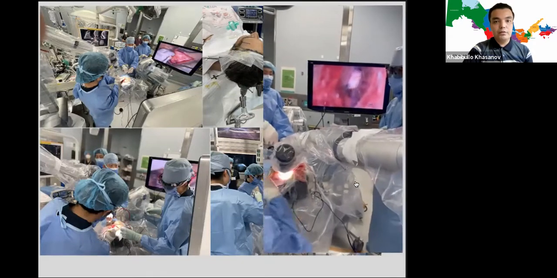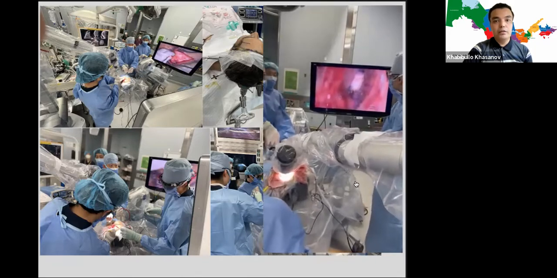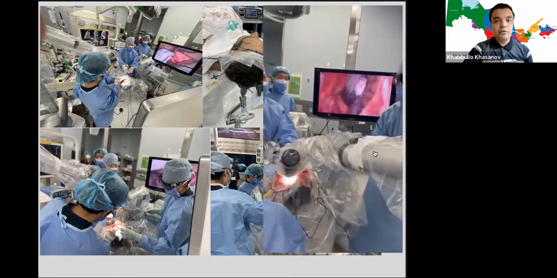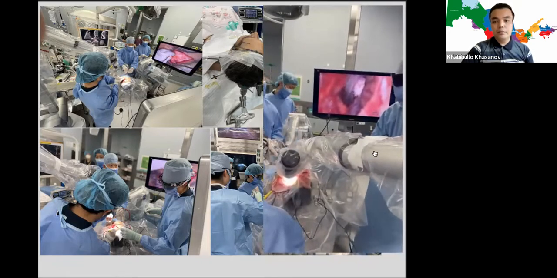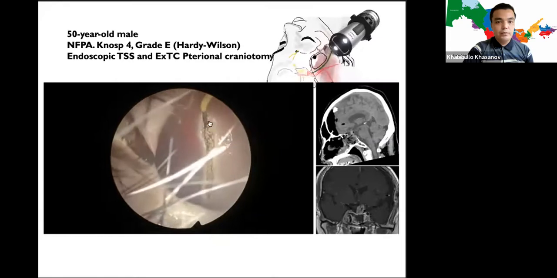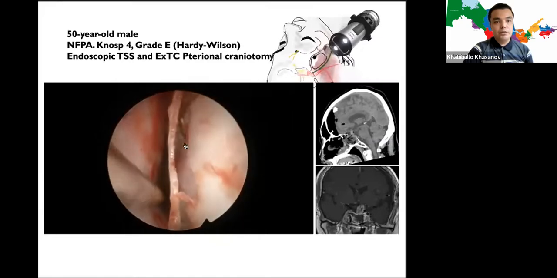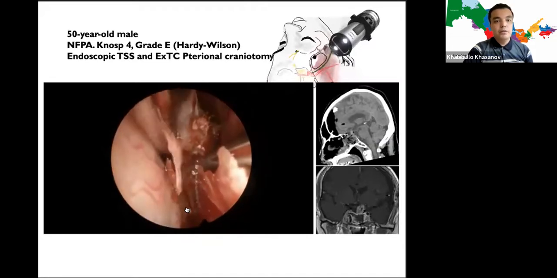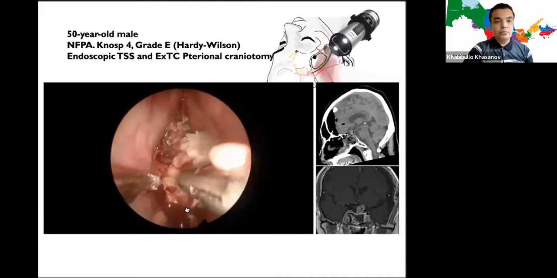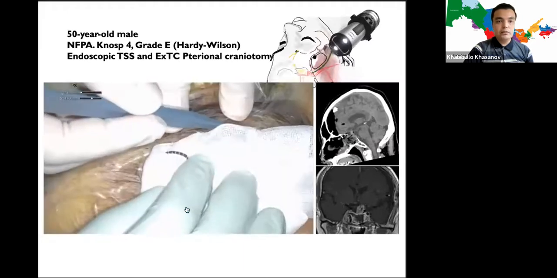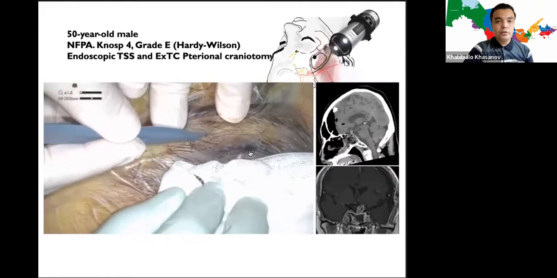So here you can see how a 3D image looks. We can see the deep visualization here by the exoscopic team. That is very helpful. And this is a surgical video. It was a conventional approach, an extended transsphenoidal approach, removing the nasal septum, and here we are removing the sphenoid rostrum. And then we do a wide opening of the anterior sphenoid wall.